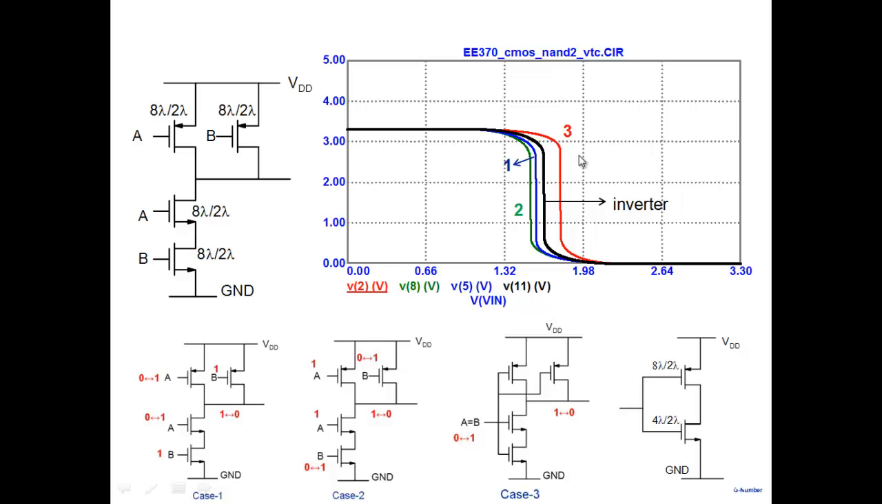It shifts for 2 reasons. Either my pull-up strength is high, and pull-up means it's maintaining it to a high level, or my pull-down strength is low. These are the 2 reasons which shift the VTC towards the right.